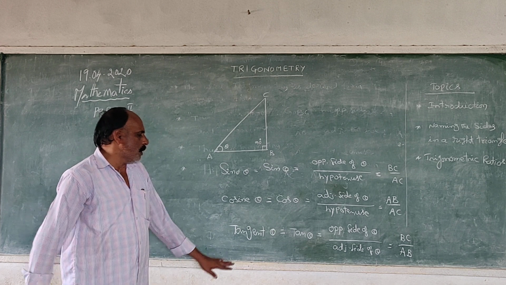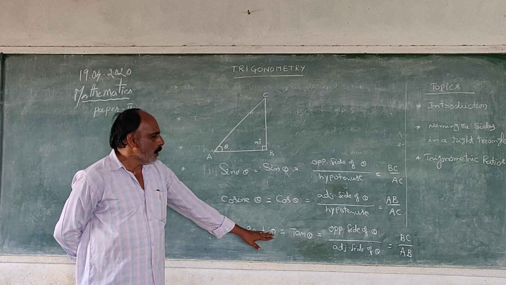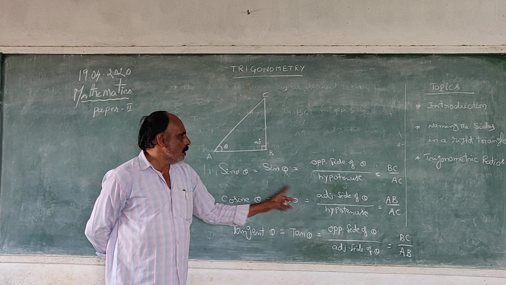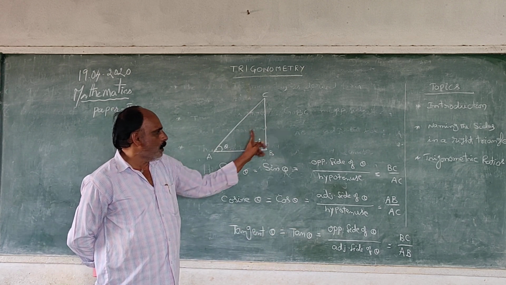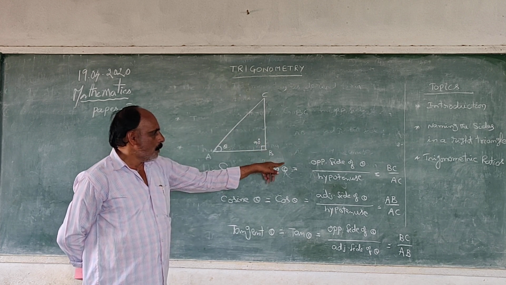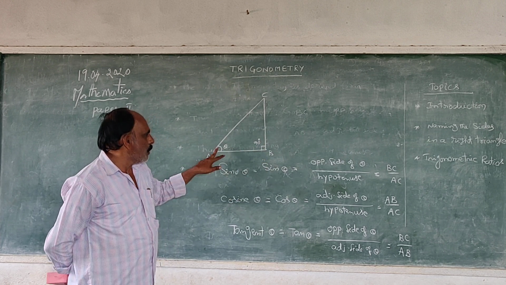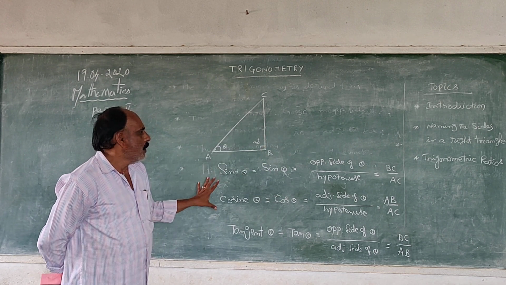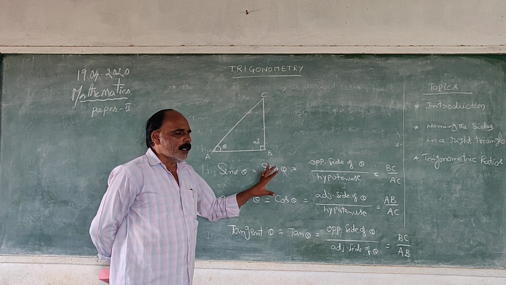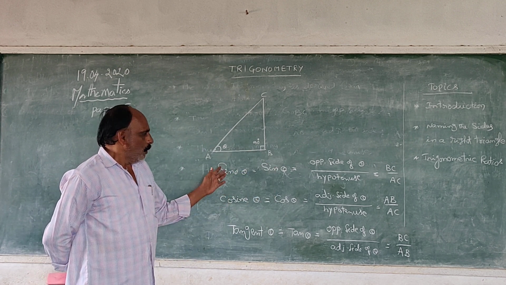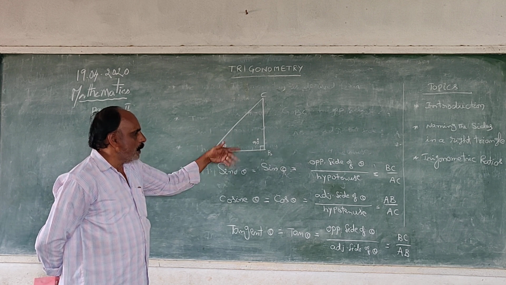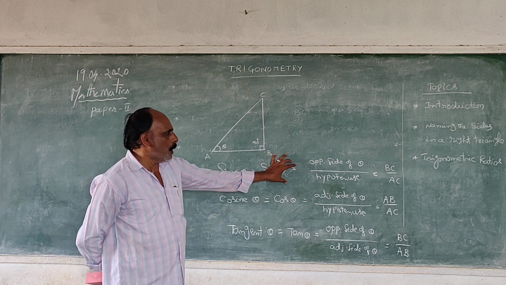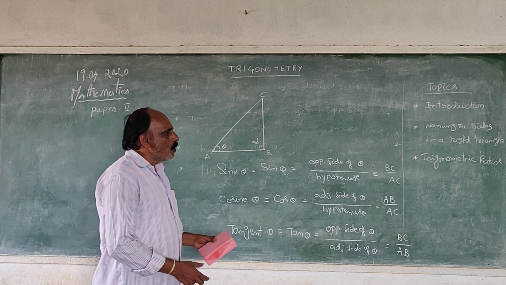Third trigonometric ratio, full form tangent theta, is written with the first three letters, tan. So tan theta is equal to the opposite side of theta, BC, by the adjacent side of theta, AB. So it is written BC by AB. These are three trigonometric ratios, and the remaining three ratios are multiplicative inverses of the previous trigonometric ratios. So first, the multiplicative inverse of sin theta is cosecant theta.